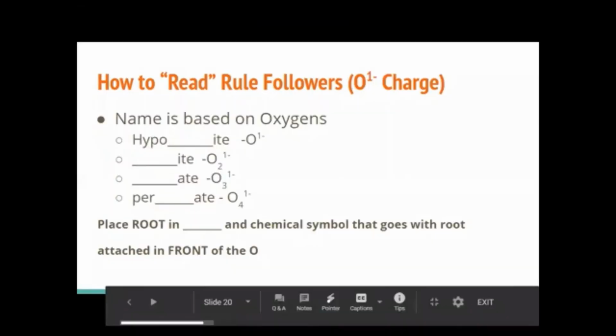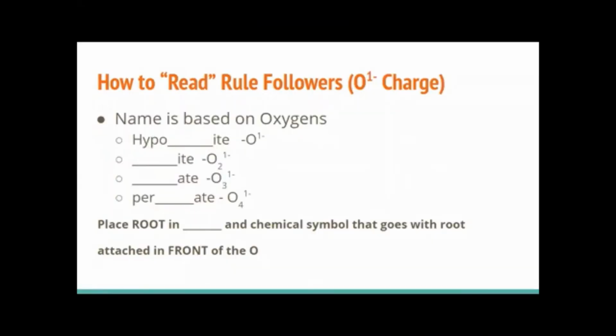So there are rules on how to read different things. If we're talking about the rule followers, those are the ones with the 1 minus charge primarily. That's your bromate, perbromate, hypochlorite, chlorite, chlorate, perchlorate, iodate, periodate, permanganate, nitrate, and nitrite. It's hypo, root, ite if you just have 1 oxygen. It's root ite if you have 2 oxygens. It's root ate if you have 3 oxygens. And it's per root ate if you have 4 oxygens, with the charge always being a 1 minus.